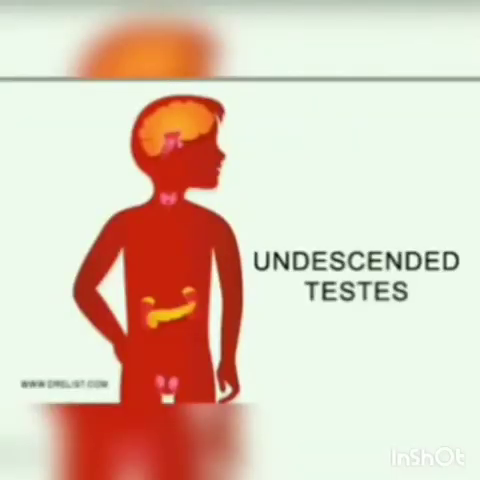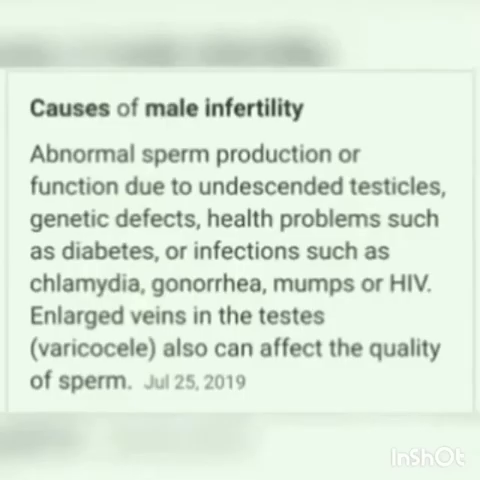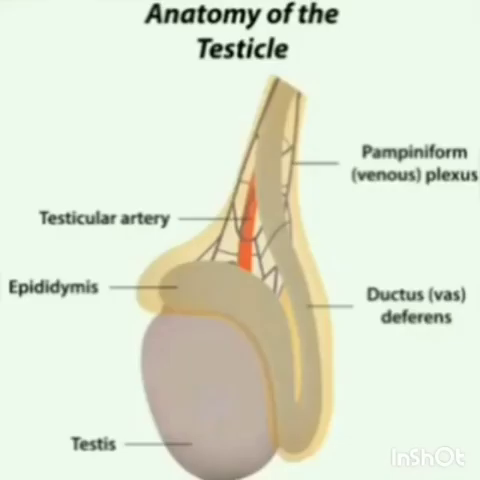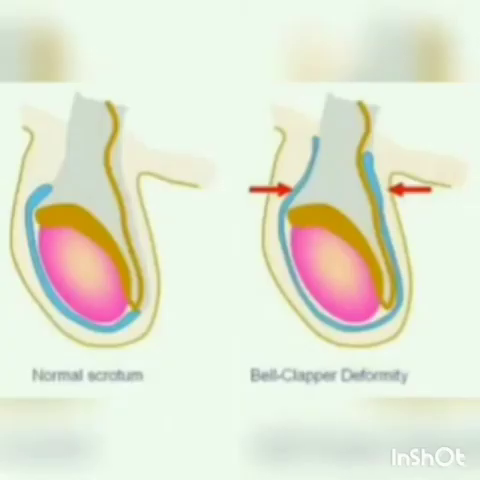Undescended testes and swollen veins in the scrotum are the cause of infertility in males. And then tight clothing in men may raise the temperature in the scrotum and affect sperm production. We all know that the scrotum acts as a thermoregulator. Men should not wear tight clothes. Underdeveloped ovaries or testes. A female may develop antibodies against her partner's sperm.